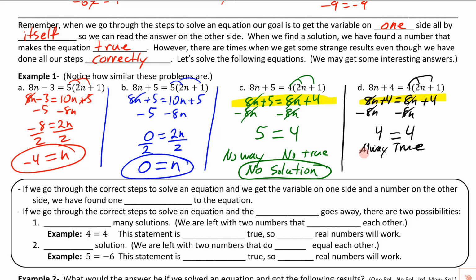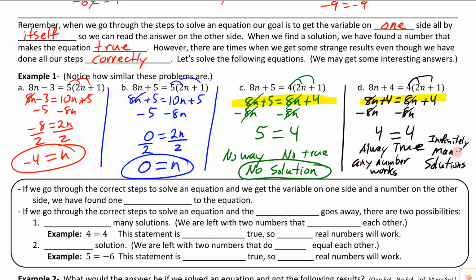So any number that we wanted to plug in there would make this true. So here's what we say. This is always true, so we could pick any number we want. Any number that you can think of would make this true. So I'm going to write: any number works. And again, so that we don't all have our own ways of saying the same thing, this is how we say this. We say that there are infinitely many solutions. You can't even count how many there are.